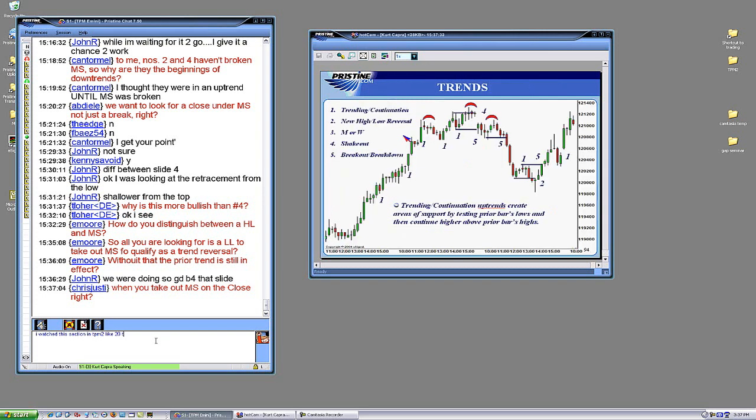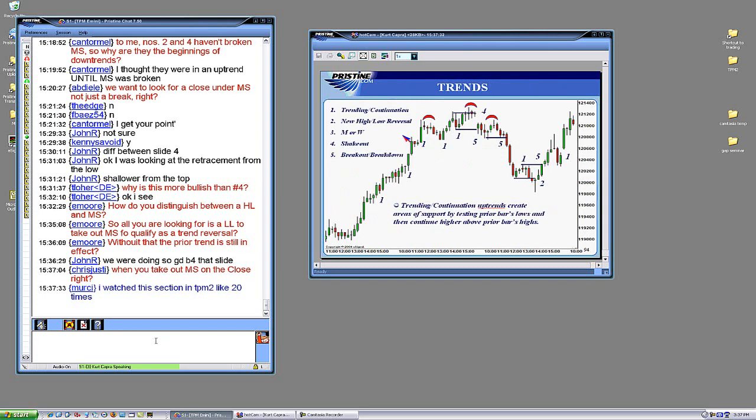Yeah, ideally it's going to be on the close, Chris. And so let's look at some examples. I think some examples may help it get cemented in.